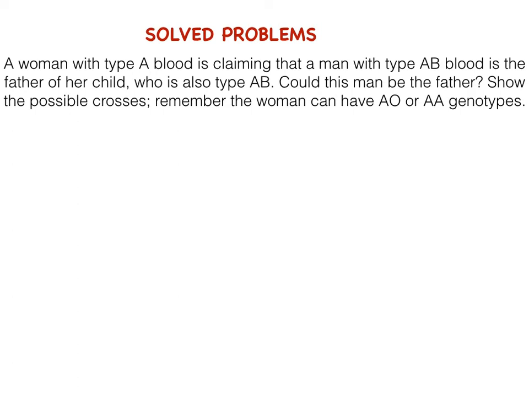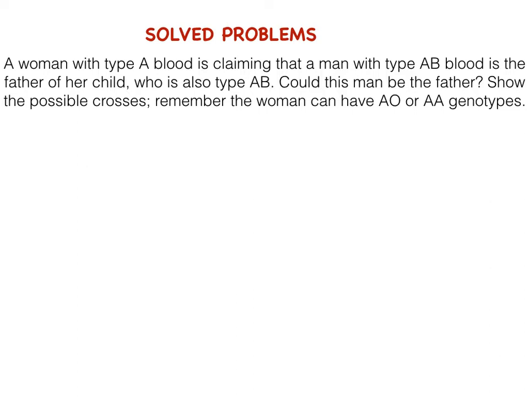Okay, so now next we move to claim problems. A claim problem means a woman is claiming a certain person is the father of her child. Is her claim true? Is there logic in her claim? Whatever she's claiming, is it true or not? So these are the kind of claim problems. Here, a woman with the blood type A is claiming that a man with the blood type AB is the father of her child, who is also type AB. So the child's blood group is AB. Could this man be the father? Show the possible crosses. Remember that the woman can have AO and AA.